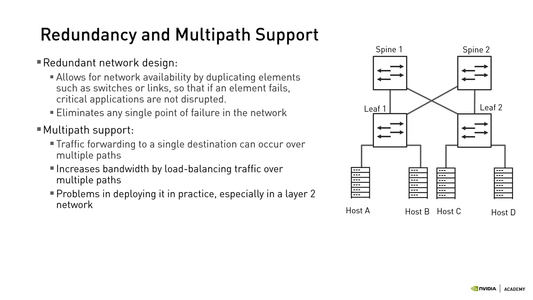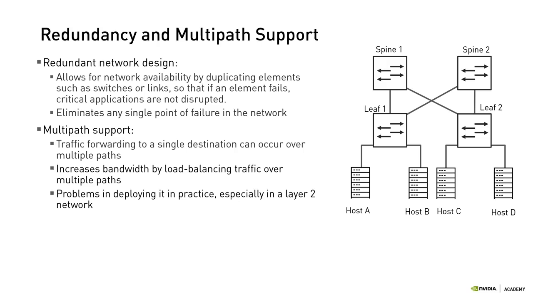But what happens if the link between leaf 1 and spine 1 fails? There is another available path via spine 2 that can now be used for traffic forwarding. This is the idea of a redundant network design. There is an active path and a backup path. If the active path fails, the backup path takes over.